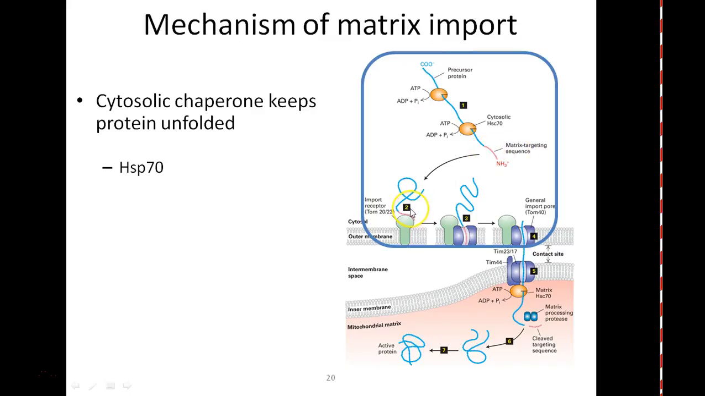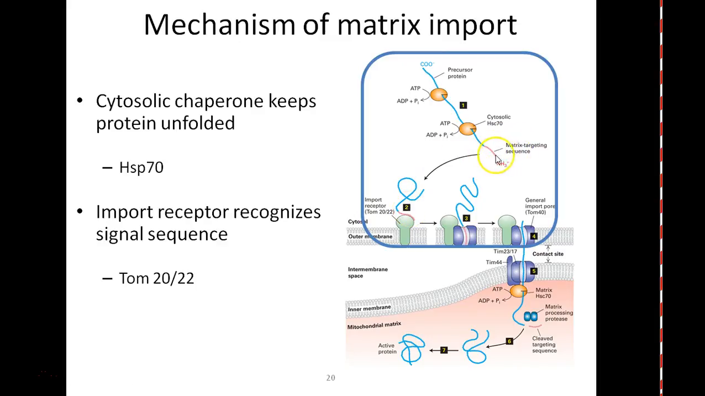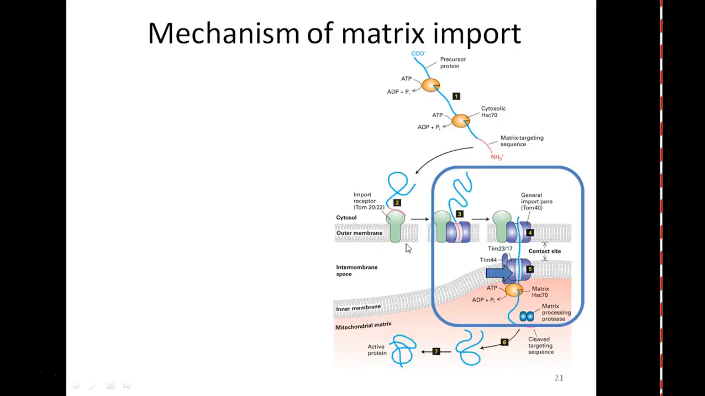And then the second step, what's happening here. In the second step, there is a direct physical interaction between this signaling sequence and the receptor portion of the TOM complex. This green structure is the receptor, TOM 20/22. So there is a direct physical interaction between the peptide and the receptor. Now let's focus on this part. Steps 3, 4, and 5.